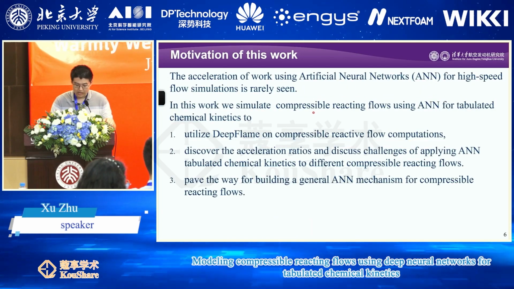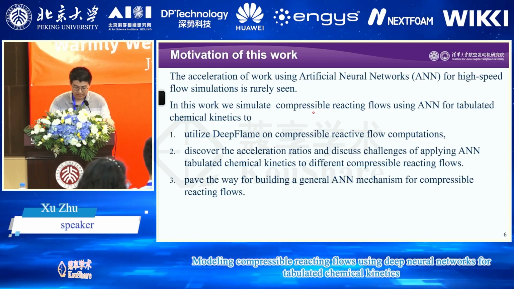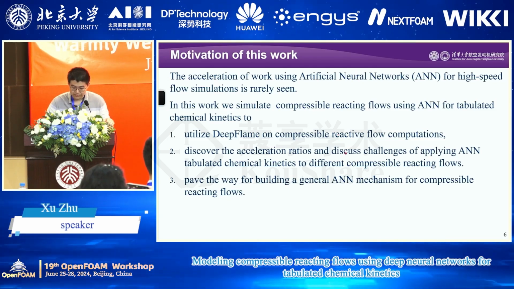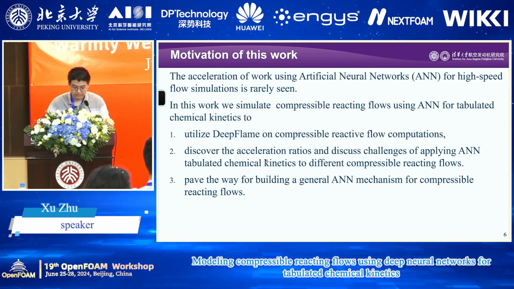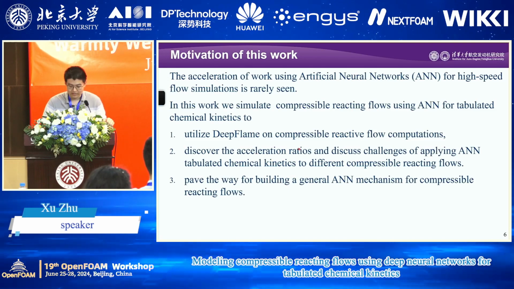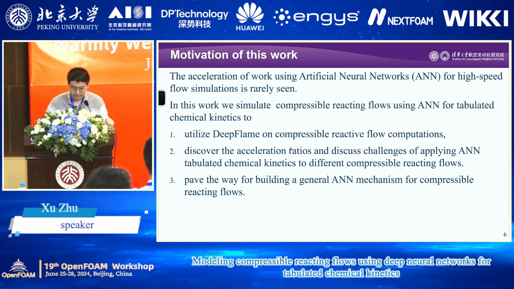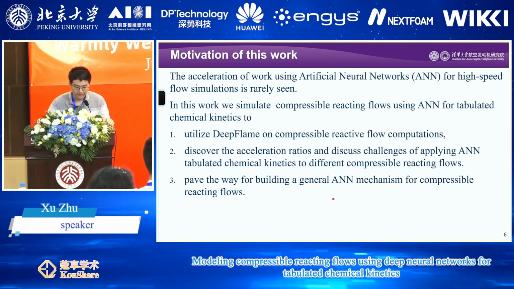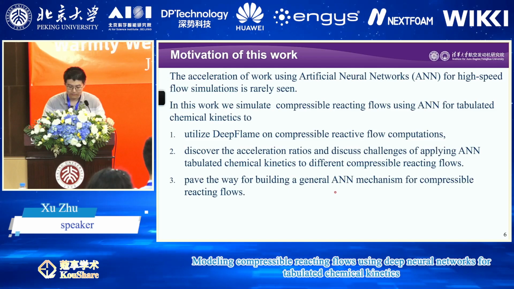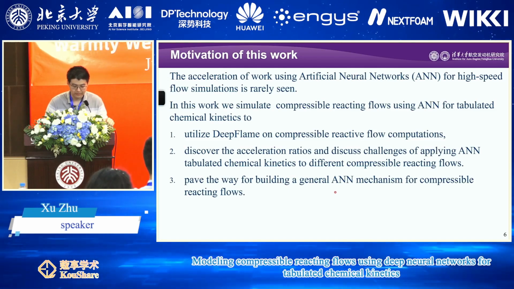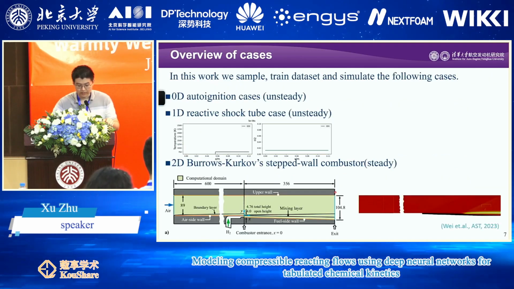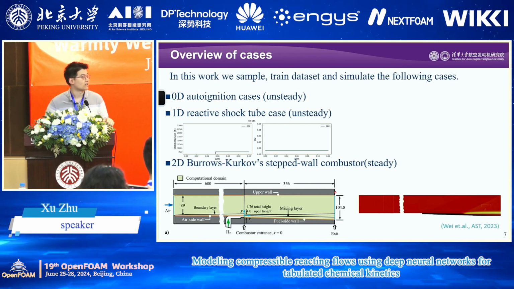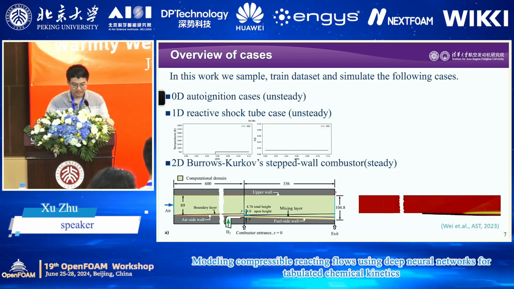So in this work, our motivation stems from the limited application of ANNs in high-speed flow simulations. We aim to simulate compressible reacting flows using deep learning neural networks and explore the acceleration ratios for different cases. Our ultimate goal is to pave the way for building a general ANN mechanism for compressible reacting flows. But we haven't gone that far so far, and today we are going to share some progress we made in recent days.